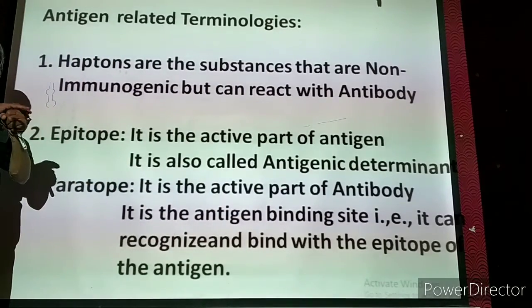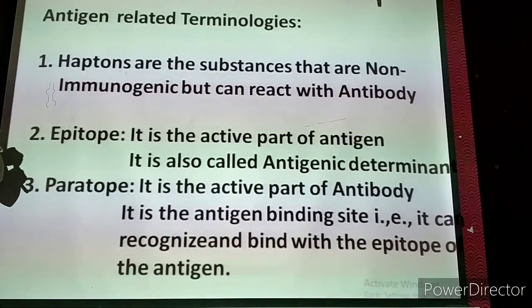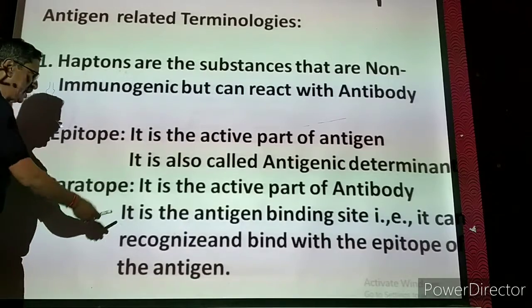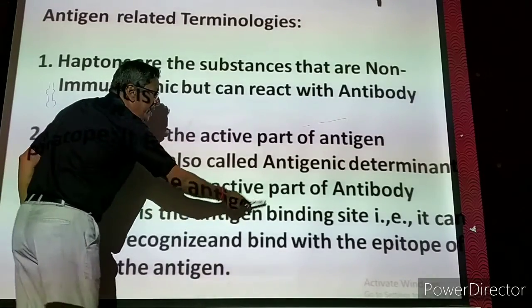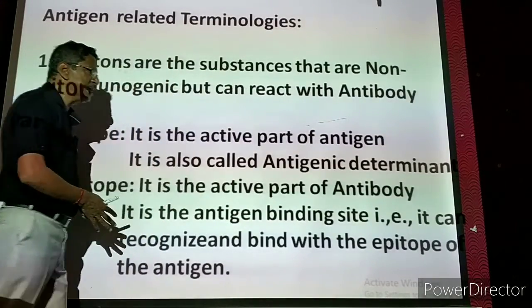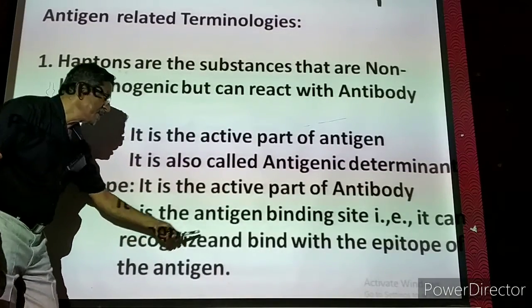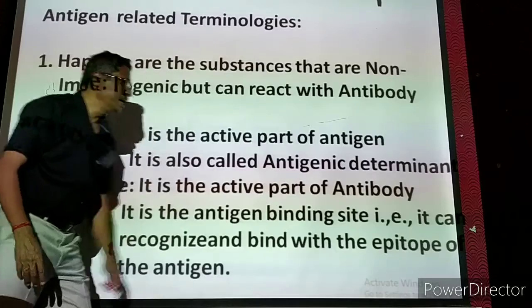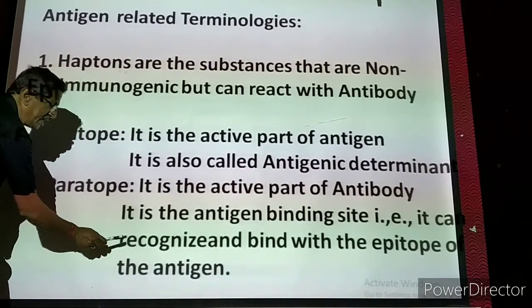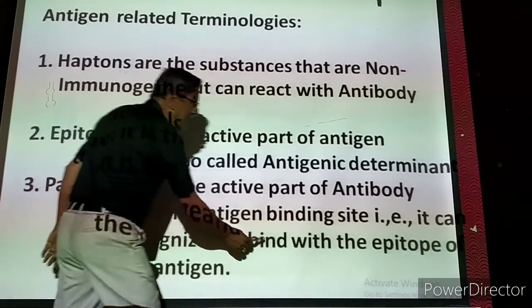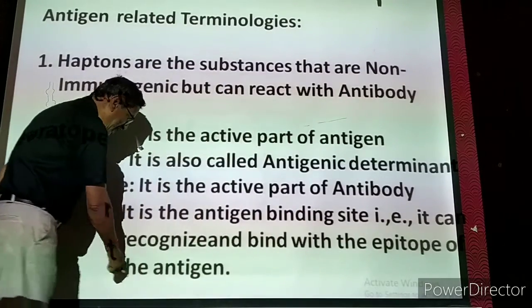Actually, paratope is a very, very active site. The antigen's active site will come and join. They will react with each other. That is what is given here. It is the antigen binding site. Antigen is coming and attaching here. It can recognize and bind with the epitope. First it will recognize whether the antigen is suitable for it. Recognize and bind with the epitope of the antigen.